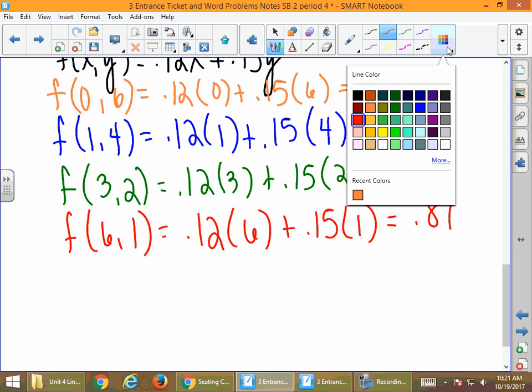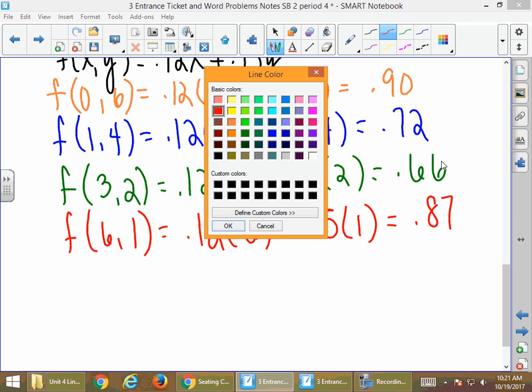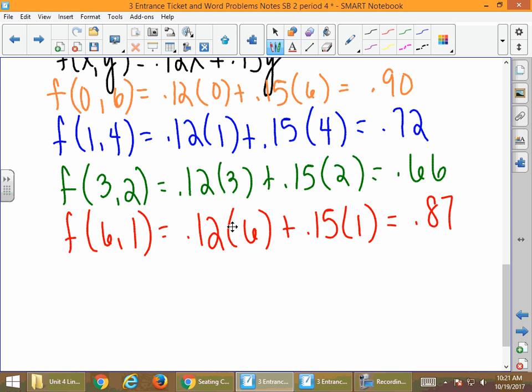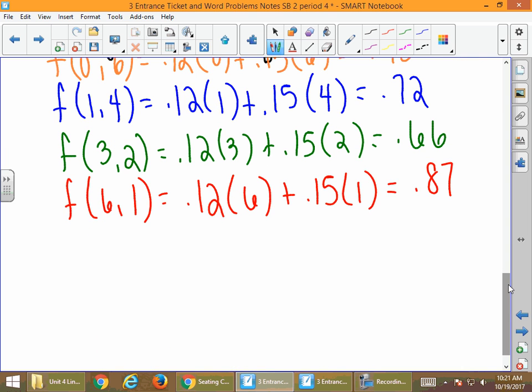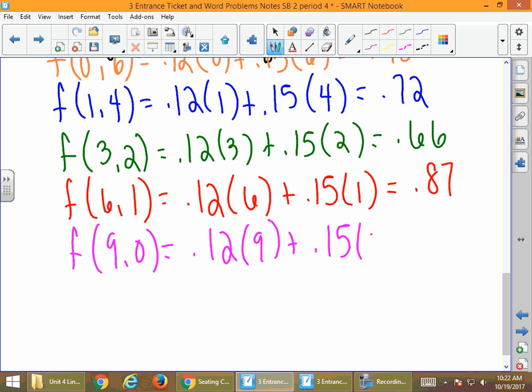And finally, our last point, which is (9, 0). And we get 0.12 times 9 plus 0.15 times 0, with 9 going back in for the x and 0 going back in for the y. And we get 1.08.